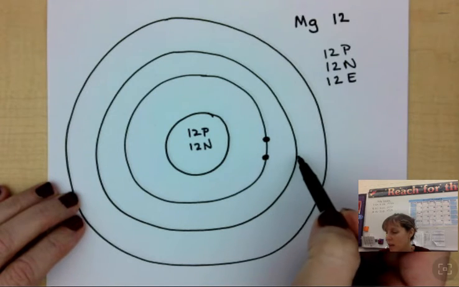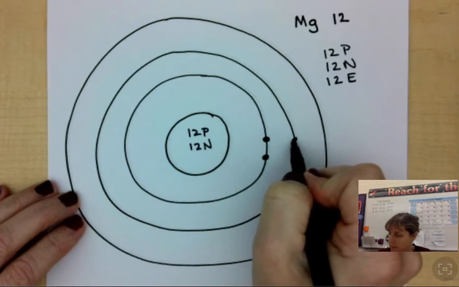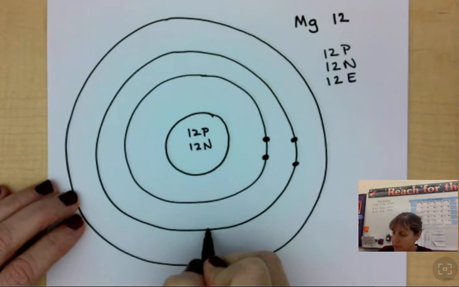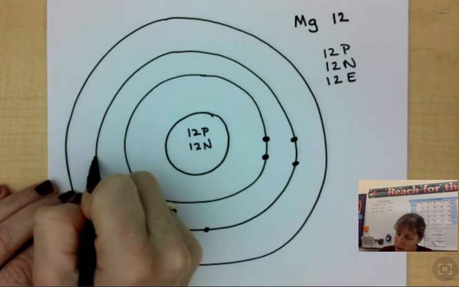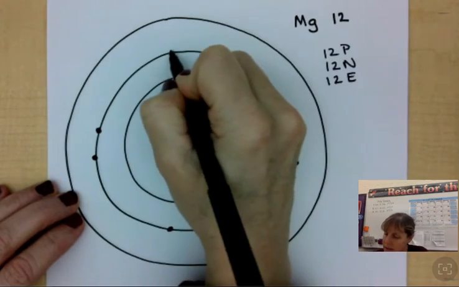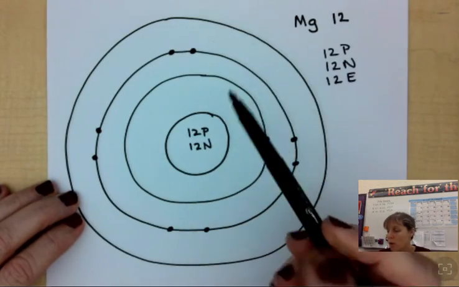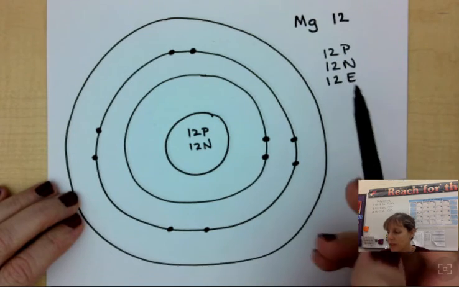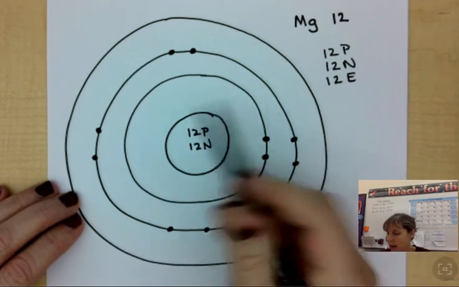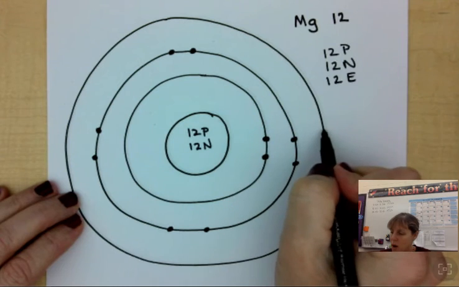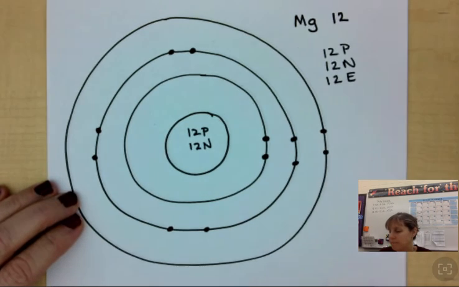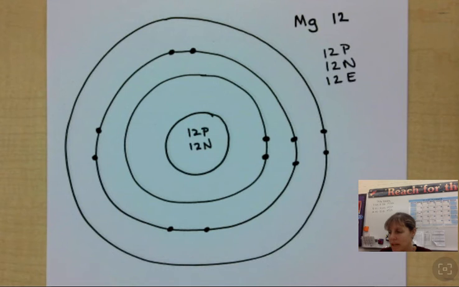How many can go on the second one? 8. 1, 2, 3, 4, 5, 6, 7, 8. So how many total electrons do we have to have? We have to have 12. Right now we only have 10, right? 8 and 2 is 10. So we have to have 2 more on our outer shell. And there you have magnesium. Cool, huh? All right, by now you should be able to figure out how to draw a Bohr model of an atom, at least for the first 18 elements.